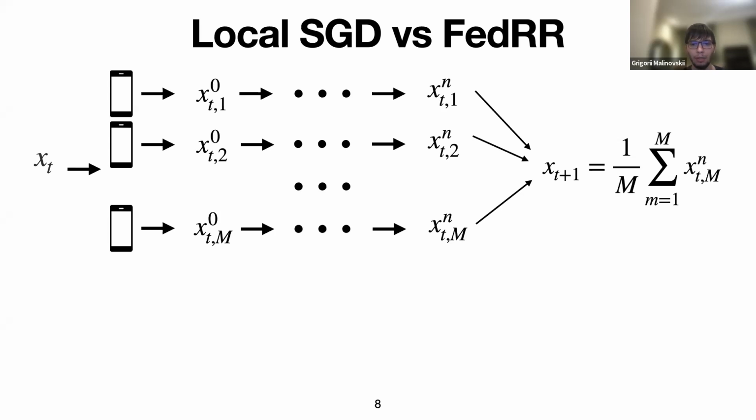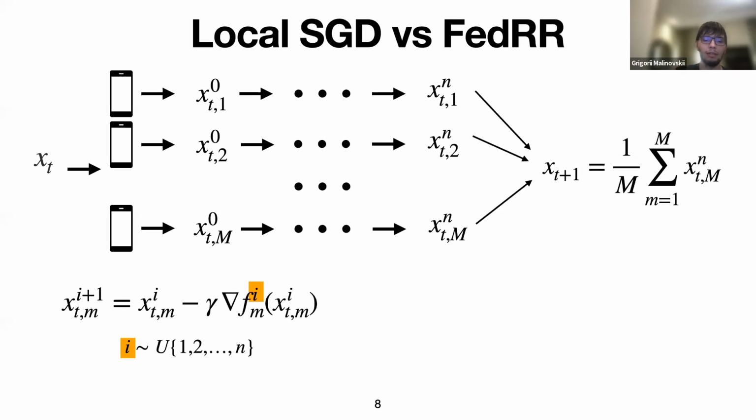Okay, so local SGD uses a stochastic gradient step, usually with uniform sampling of data points. Of course, we can use some mini-batching or other techniques such as importance sampling. But the main thing is that this stochastic gradient is unbiased.